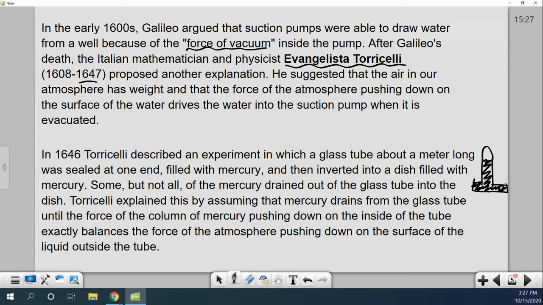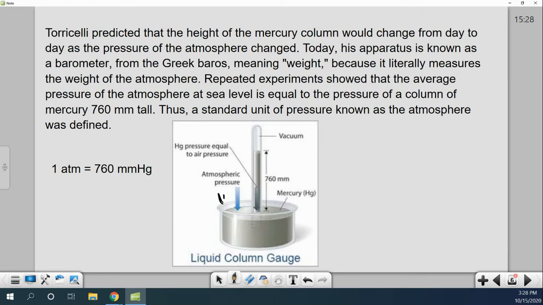So Torricelli explained this by assuming that mercury must drain from the glass tube until the force of the mercury pushing down on the inside of the tube, so that force pushing down, matches the force of the atmosphere pushing down. Once the atmosphere balances the inside weight of that mercury, everything is balanced and the liquid will stop draining. Which leads us back to this diagram here, gives you another explanation for it.